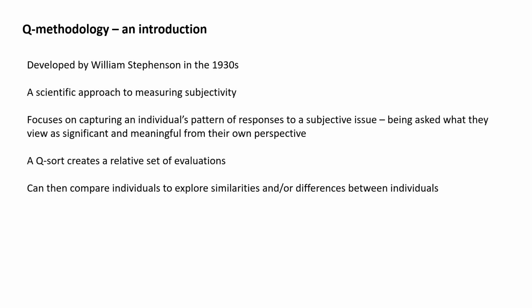And therefore a Q sort creates a relative set of evaluations for the individual from one end of their evaluation of that issue to the other, and it'll make a bit more sense when I actually show you what this looks like. So one thing that you can do is to capture people's subjective responses to an issue, but whilst capturing the individuals, it also allows you to begin to compare individuals, so that you can begin to see what the similarities and differences are between the individuals who complete what's called the Q sort.